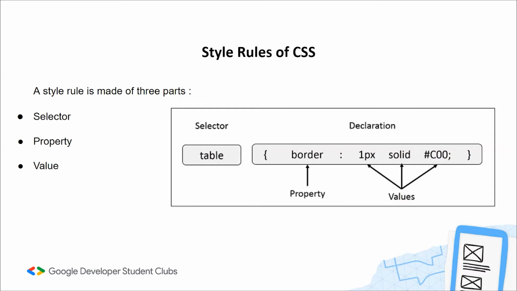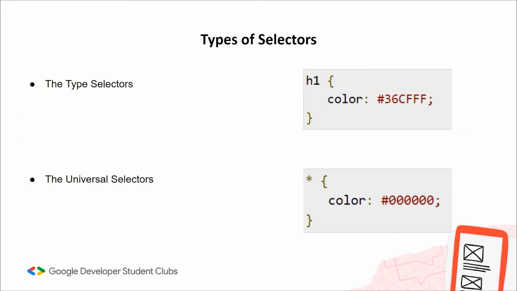Here we can see the selector is table and in the declaration we have given a border. The value given is 1px solid and a hex color. That means this table will get a border of 1px which is solid, and the color will be this hex color. Now, as I told, we have three sets of rules: selector, property, and value.